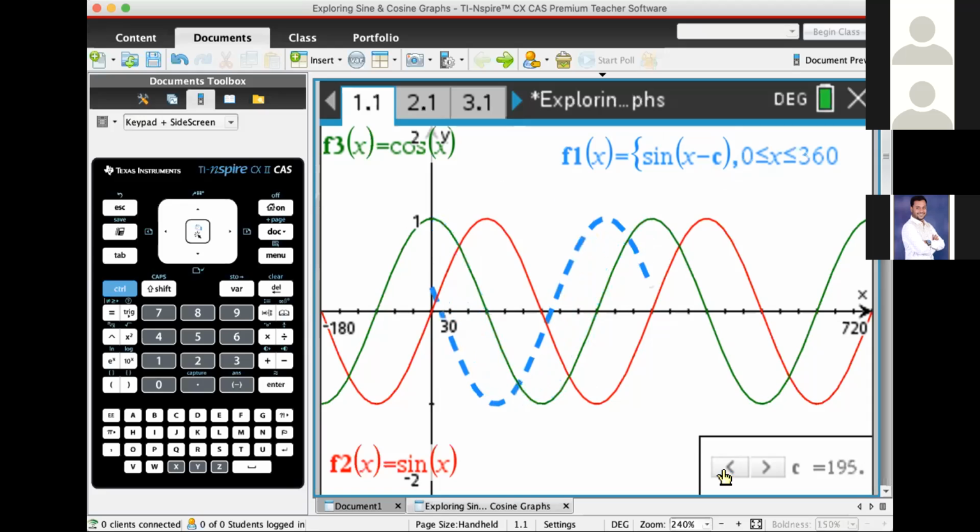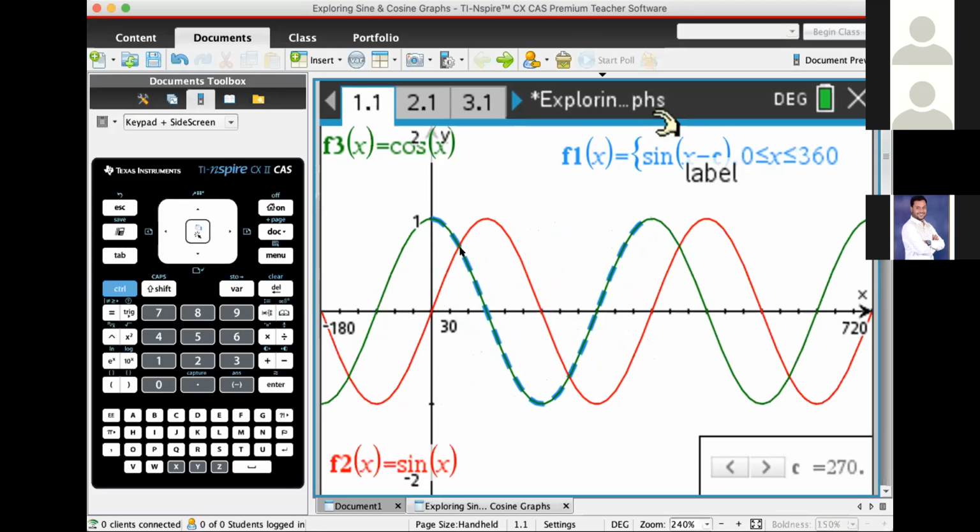So originally, when C was zero, let's backtrack. There you go, that was sine. C is equal to zero, that's sine. But the more I move, coming down to that, there you go, C is equal to 270, it's become cosine. That's a huge thing. And that is what I was talking about, all right?